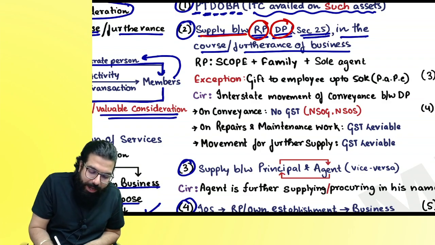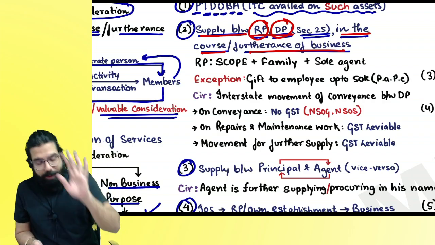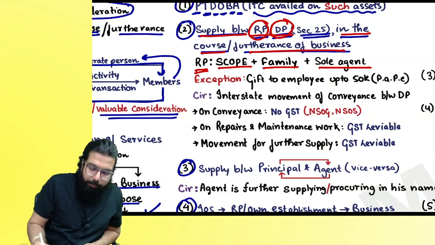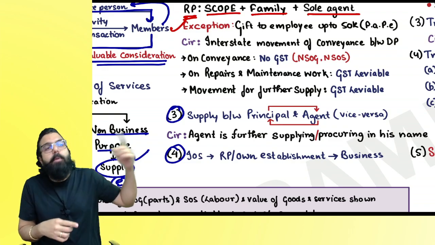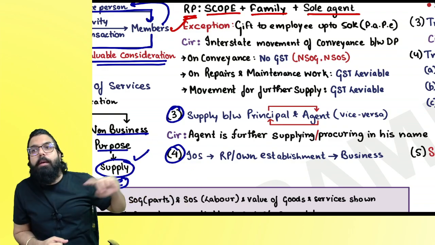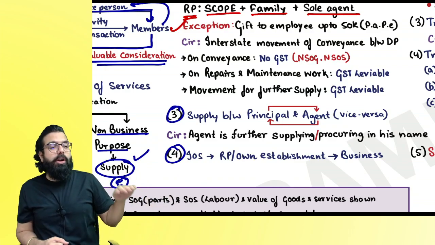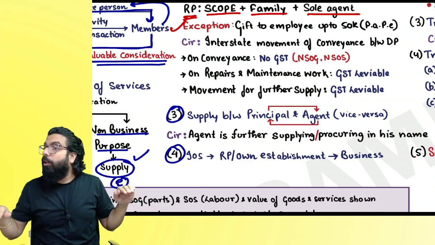So they are telling that supply between related persons or distinct persons in the course or furtherance of business will be considered as supply. Related person means SCOPE plus family plus sole agent. Now, there is an exception: employees might be related persons, but if you are giving employees a gift up to 50,000, then it is not a supply. If it is not a supply, you will not get ITC for the gift.